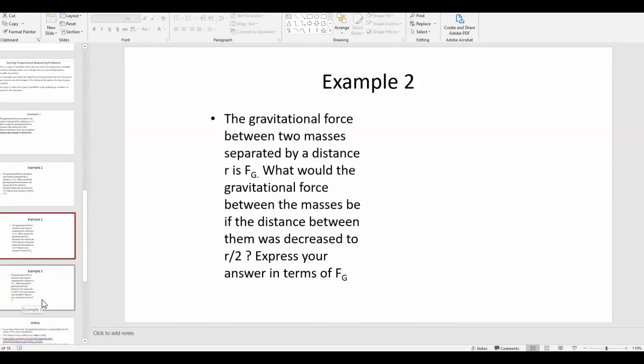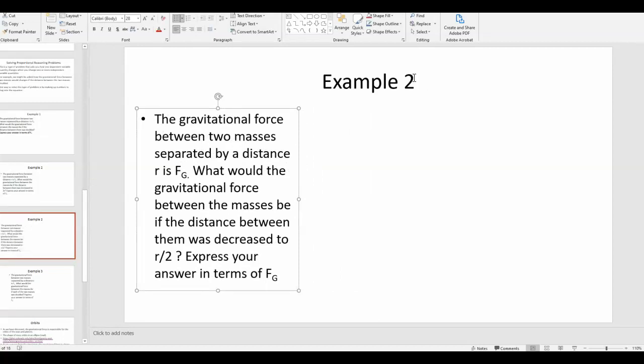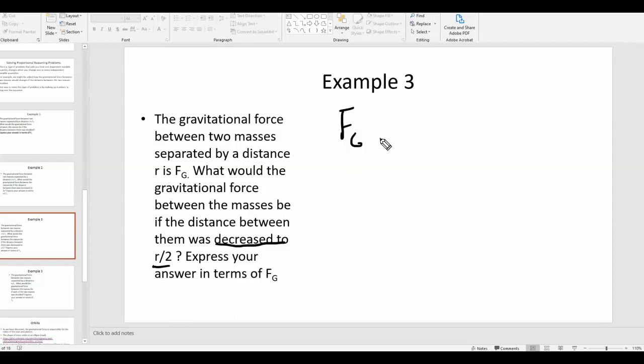Okay, so let's see. I'm going to do two more quick examples. This is going to be example 3. Again, see if you can do this type of question on your own. Okay, and the setup for this question is the exact same. The only thing that's changed is now the distance is not getting bigger, but it's actually getting smaller. Because here it says the distance between the objects was decreased to r over 2. In other words, the distance was decreased by half.